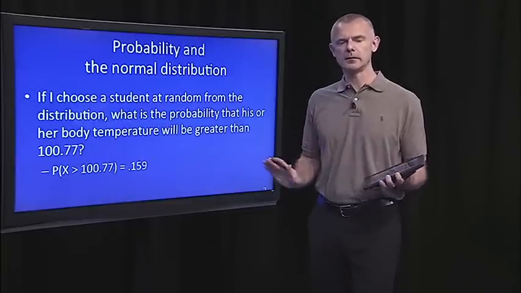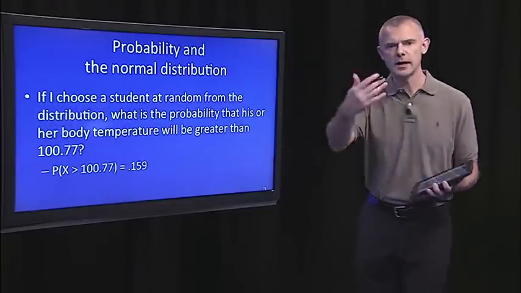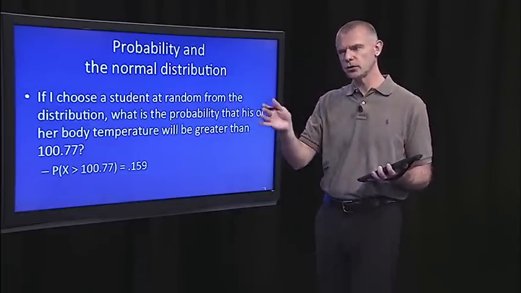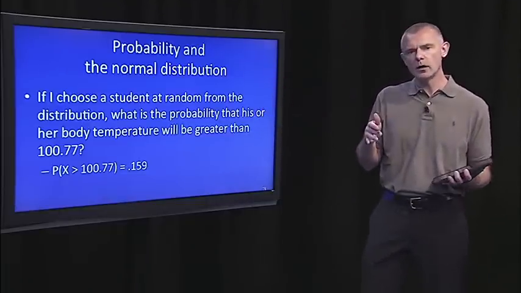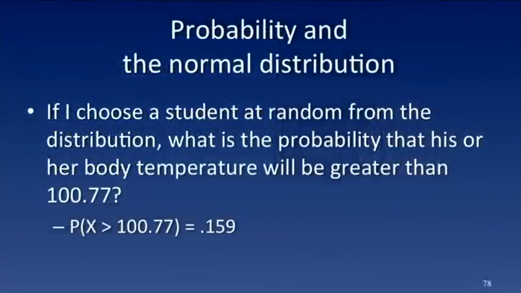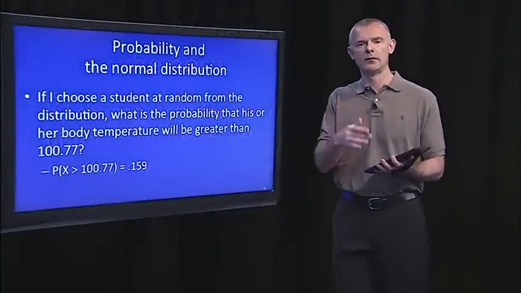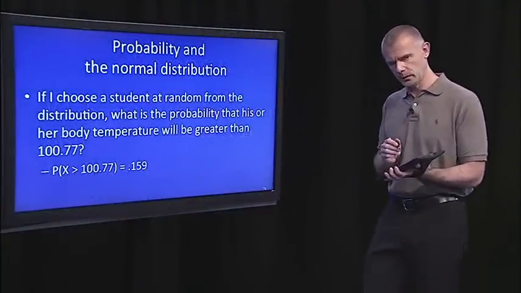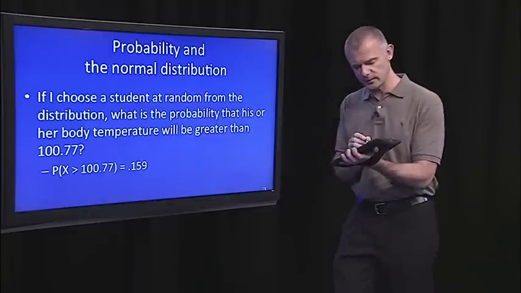Let's do that again to make it clear. If I choose somebody at random, what's the probability that his or her body temperature would be greater than 100.77? Well, that corresponded to a z of plus 1 and a percentile rank of 84.1. So the probability of x being greater than that would be 0.159, because 15.9 plus 84.1 is 100.